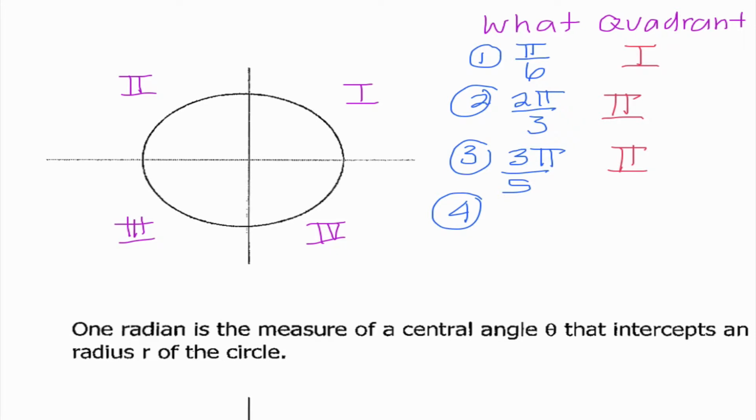Number 4, what if we had 7 pi over 5? I hate mixed numbers, I think they're dumb, but in this case, I actually think it might be helpful to think of it as 1 2/5 semicircles. Okay, because I'm going to go 1, and then 2/5 of a semicircle isn't quite going halfway, so I know it would be somewhere here in quadrant 3.